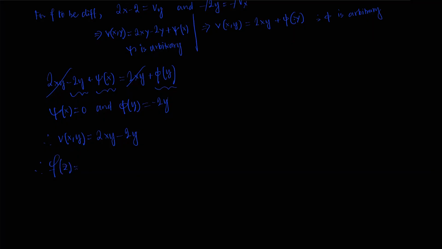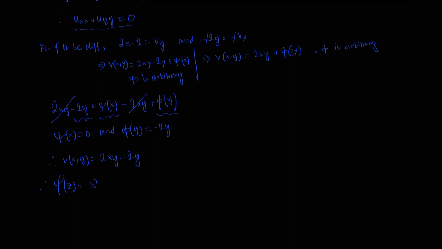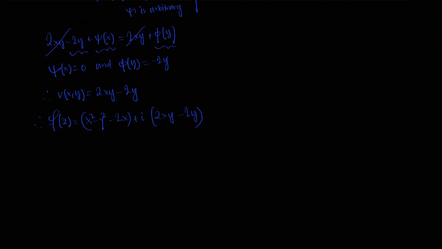It can be written as x square plus y square. What is it? x square plus y square minus 2x. Okay, x square minus y square minus 2x plus i times 2xy minus 2y. Yeah, so we can write it like this, which is going to be differentiable.